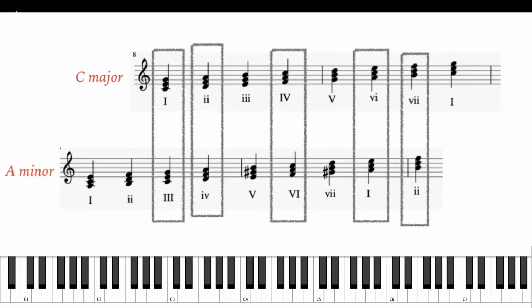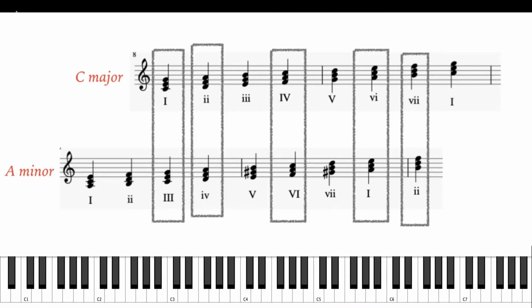Okay? If you look here between C major and A minor, we have 4 common chords. They are C major, D minor, F major, A minor, and even the diminished B chord is also a common chord between C major and A minor.